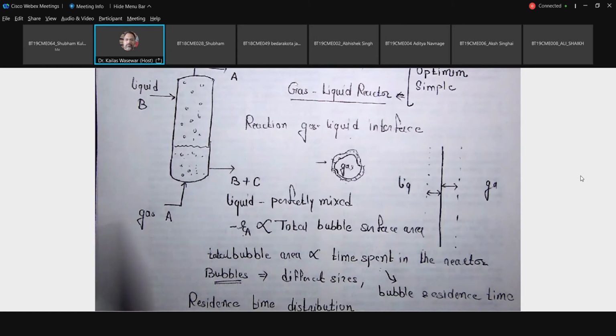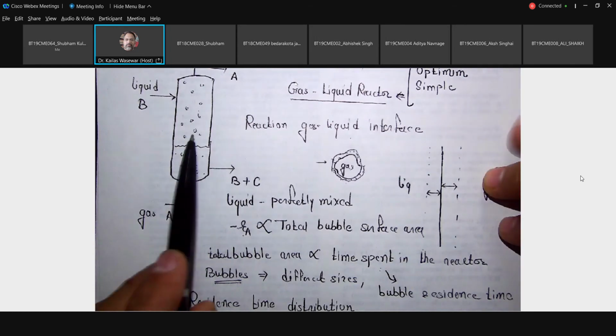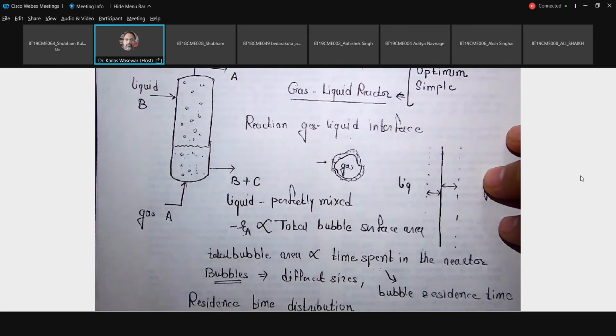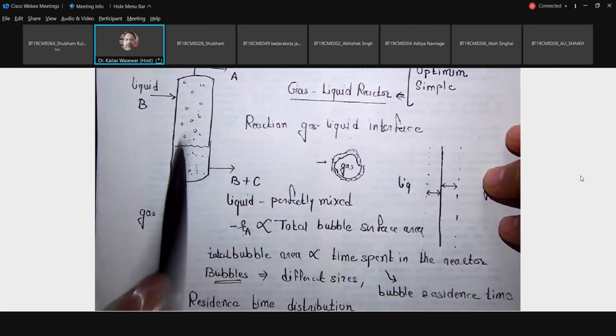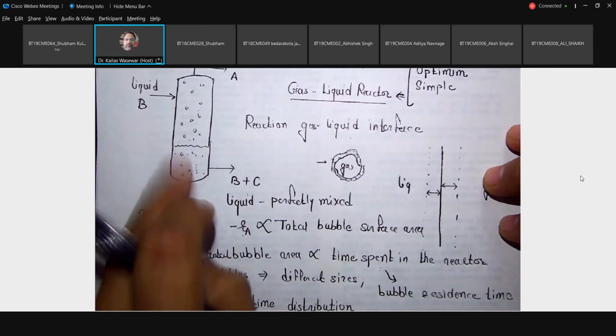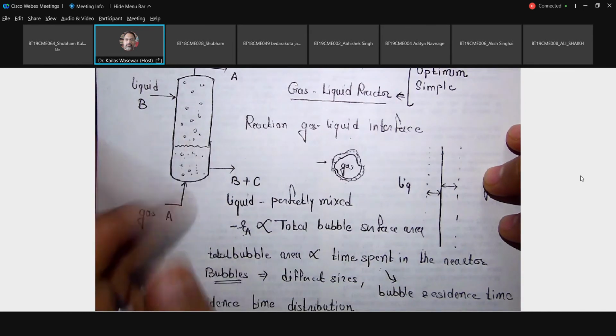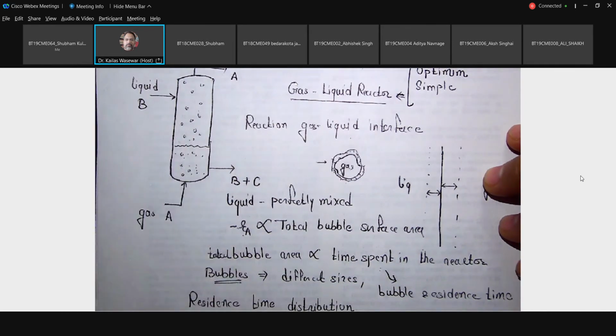In this particular case, we are not able to know what kind of behavior the bubbles have, and which bubbles are spending how much time in the reactor. So to understand this, we have to know the residence time distribution, or the time stayed by the bubble, and that distribution we call the residence time distribution.